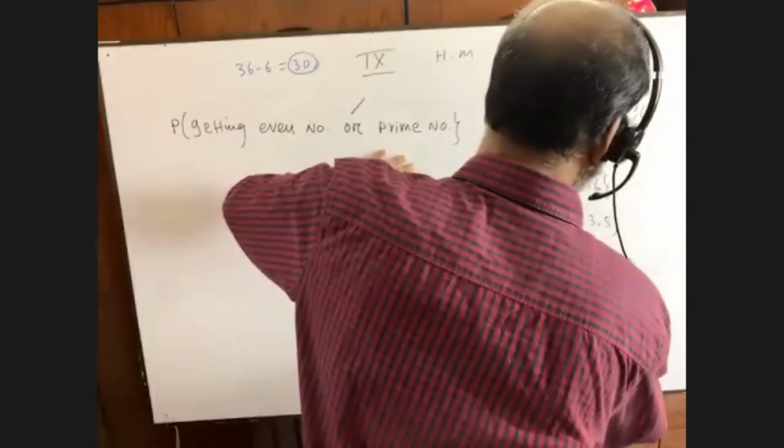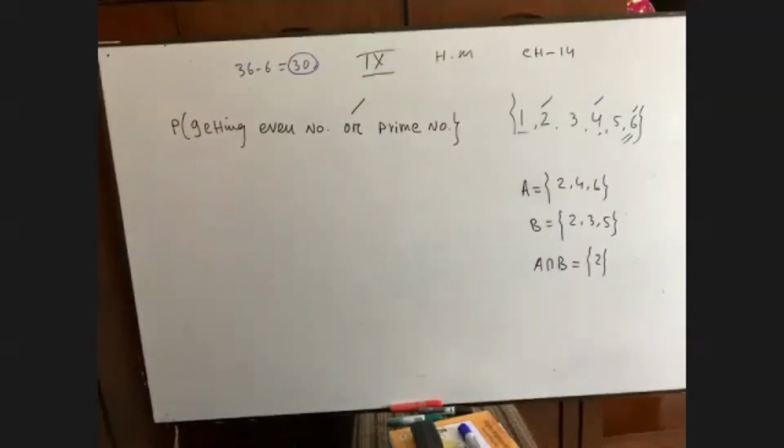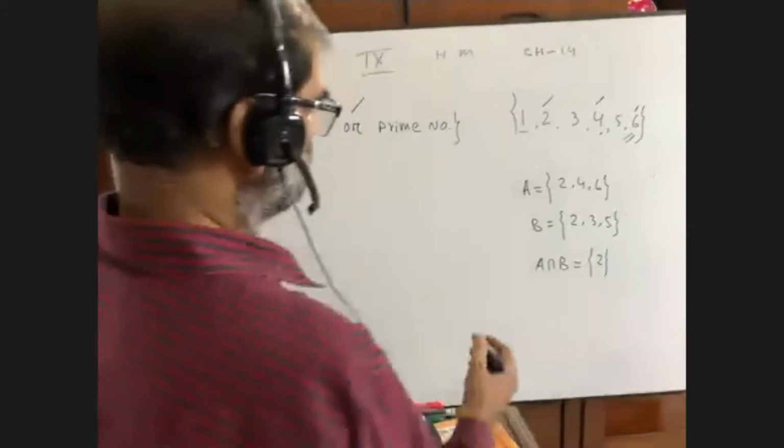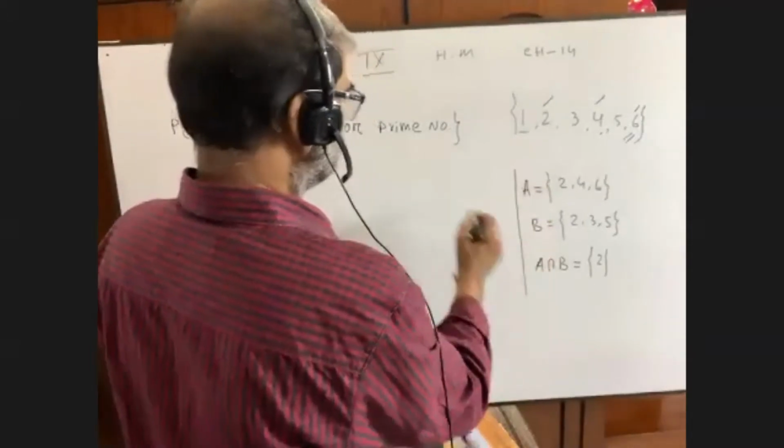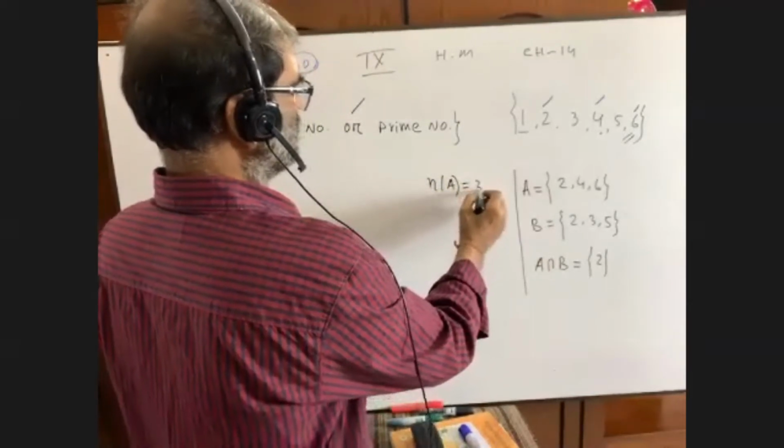What is the intersection? So 2. Okay, can you please let me know what is the number of A? I mean, how many elements are there? 3, sir.